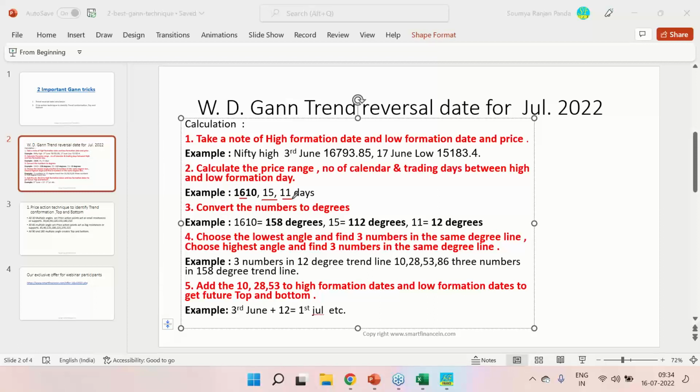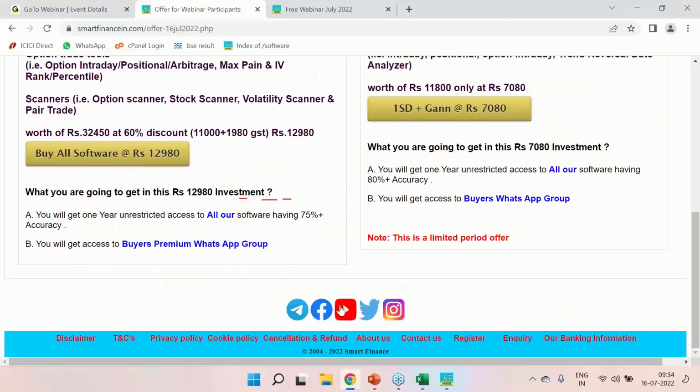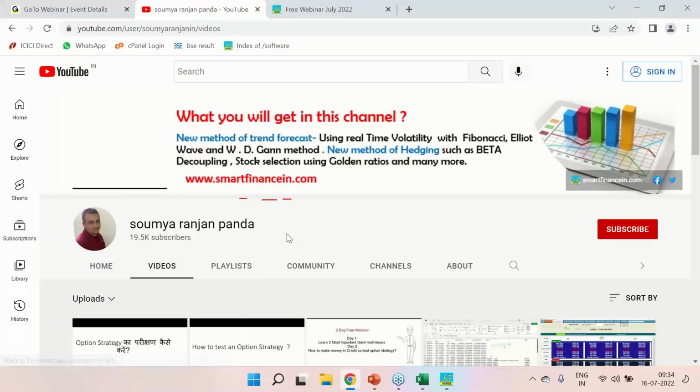So these 3 data we have taken. Once we've taken these 3 data, we have to convert this data to degrees. You must ask me how to convert a number to degrees. That you can get on my YouTube channel. If you just visit any of our Smart Finance website pages and hit the YouTube channel, here I have plenty of videos.